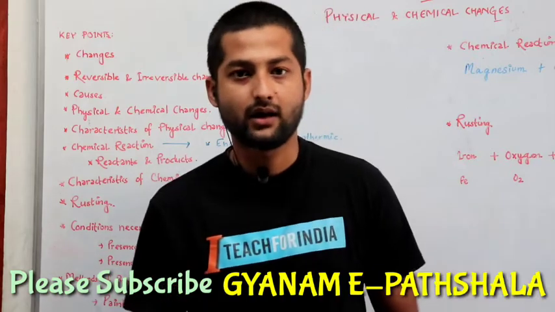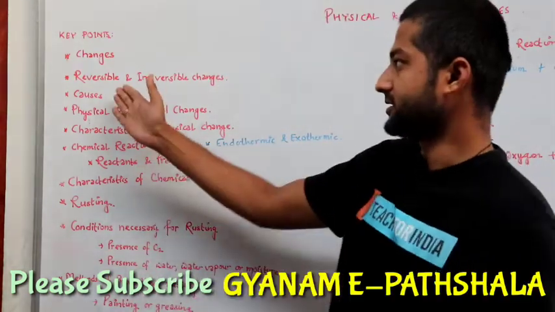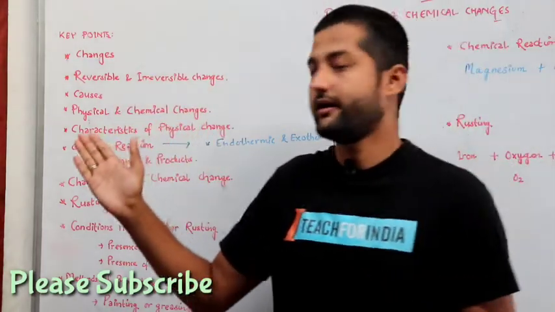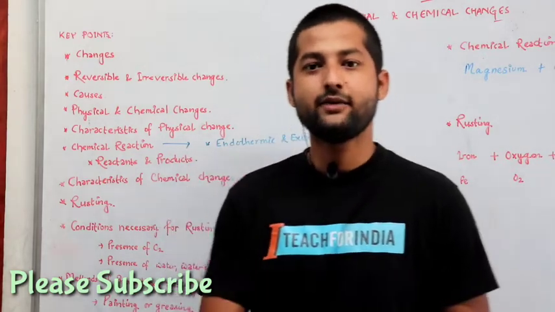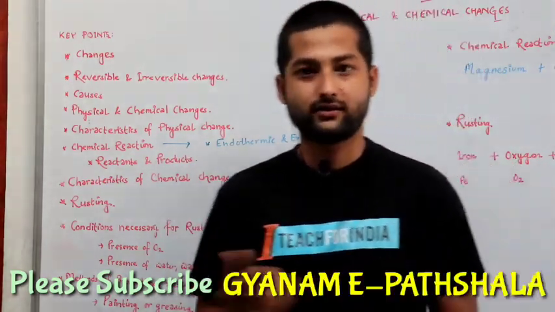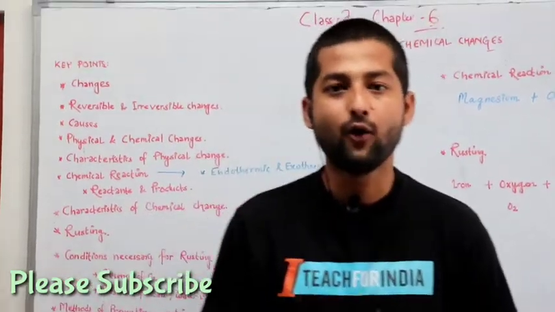So depending upon how it changes, it has been classified into two types: reversible and irreversible changes. Now what do you mean by reversible change? Reversible change is a type of change which can be reversed. We can get back the original thing. Reversible change is a type of change in which we can get back the old object.